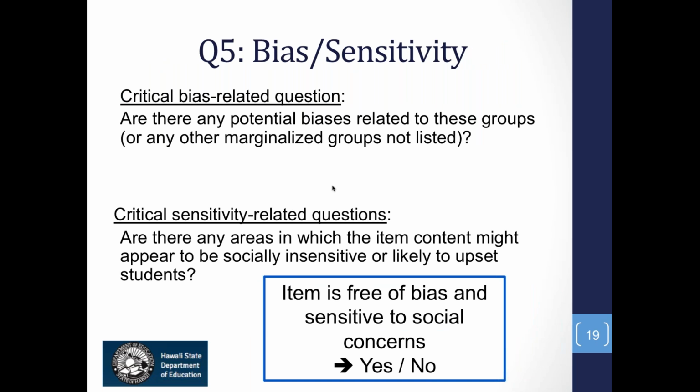And the fifth question, the final question, is asking you to look at bias and sensitivity. Are there any potential biases related to the groups that are protected, or sensitivity related questions?